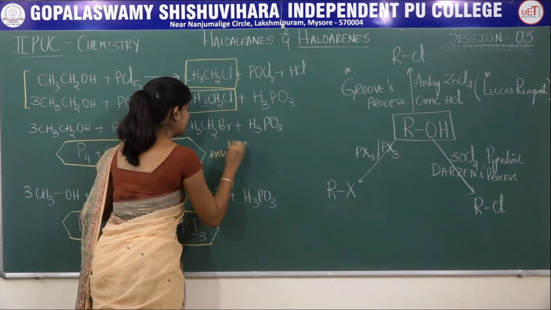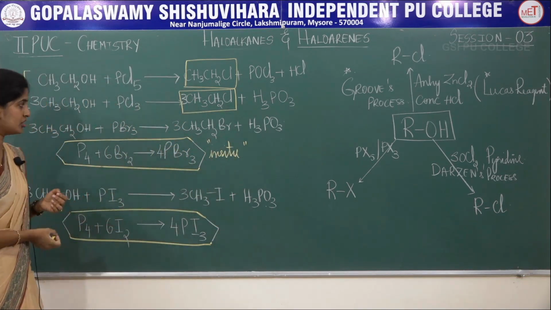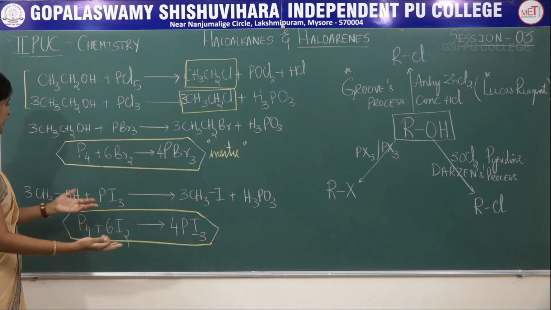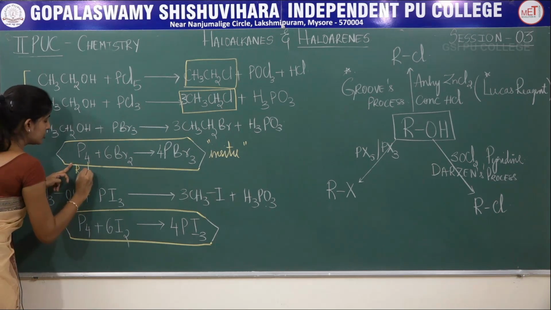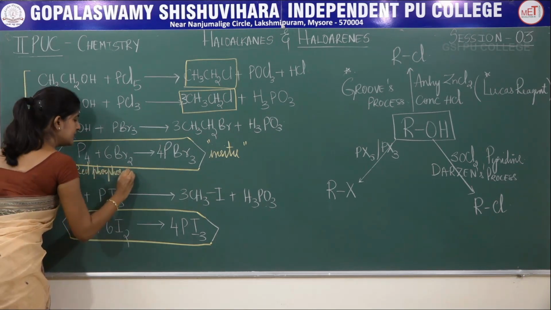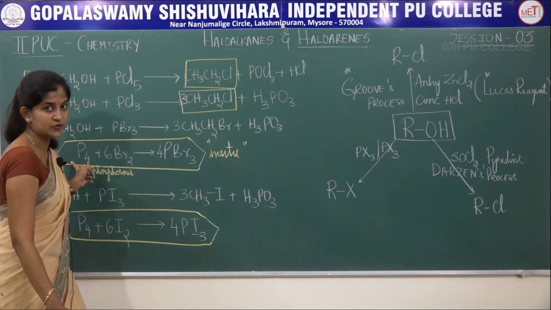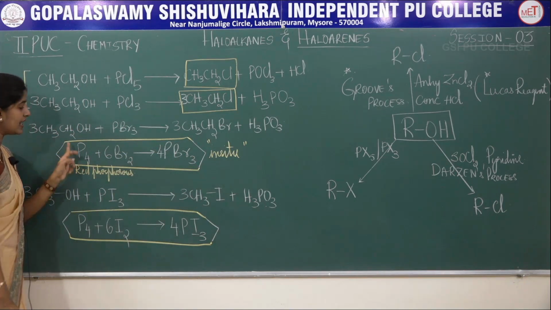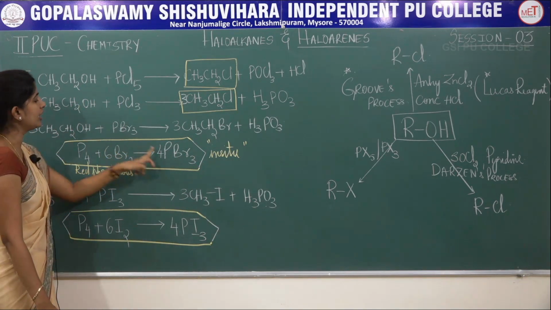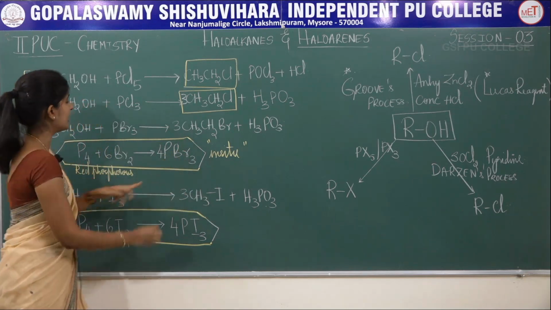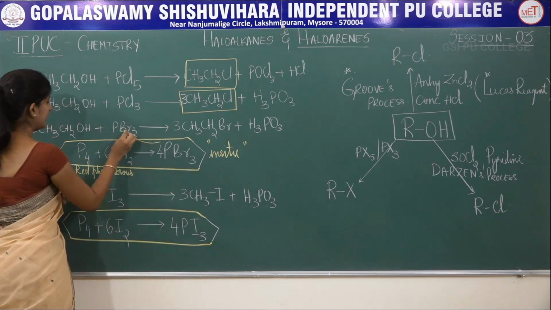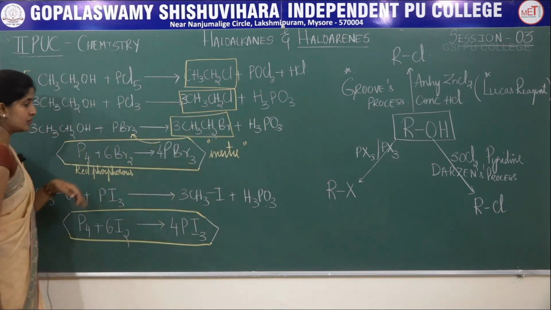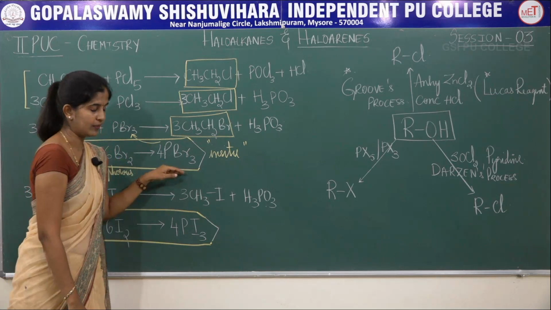I have already told you what in situ means. In situ means inside the situation itself, using some reagent you prepare your required reagent. How do you prepare it? You have to take red phosphorus. This is your red phosphorus. I think you know there are 2 allotropic forms of phosphorus, red phosphorus and white phosphorus. So you have to take red phosphorus. React it with liquid bromine to get your PBr3 in situ. This PBr3 reacts with your alcohol to get your bromoalkane. So this is how PBr3 must be prepared in situ.